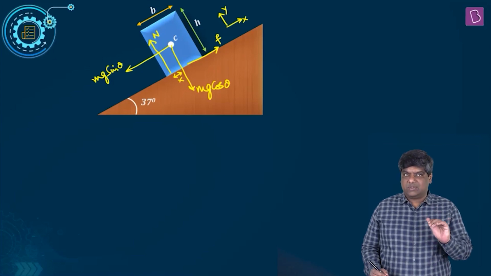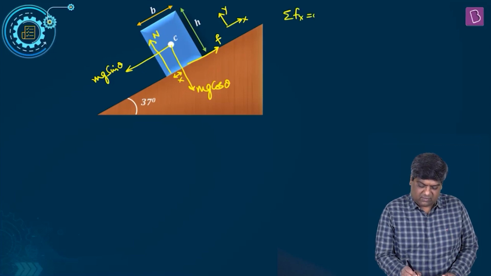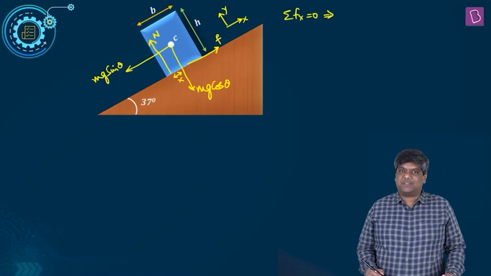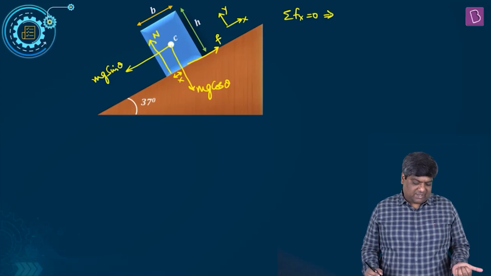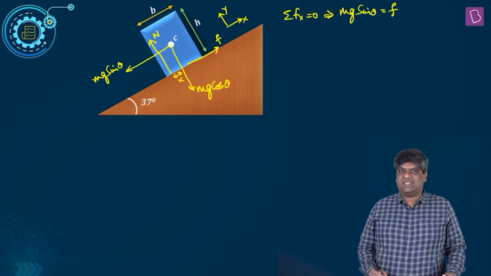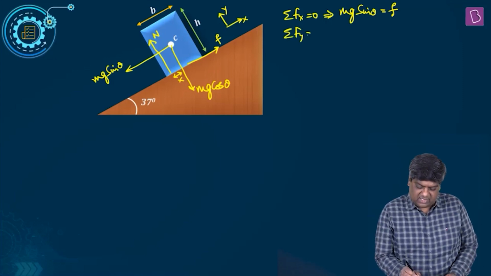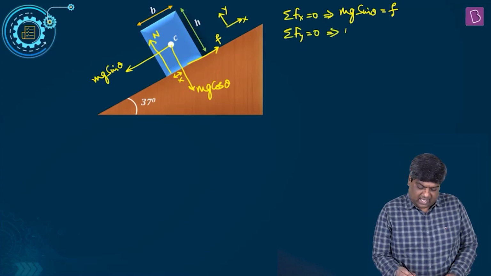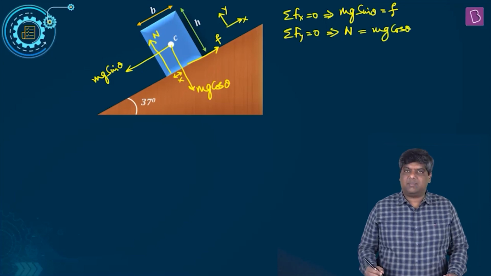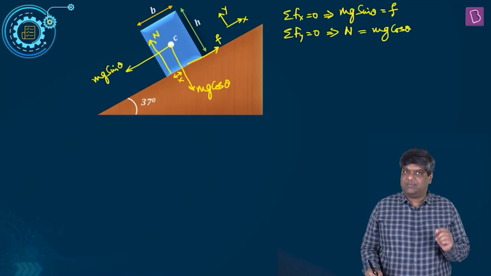assuming the system is in equilibrium, I must have summation Fx equal to 0, which implies, which are the forces acting along the x-axis? Well, it is mg sine theta and f. So mg sine theta is in one direction, f is in the opposite direction. So these forces must balance each other. So mg sine theta must be equal to f, and summation Fy equal to 0 will imply N must balance mg cos theta, isn't it? So these are the equilibrium conditions as far as the force is concerned, assuming the block is in equilibrium. If it is, let us see.